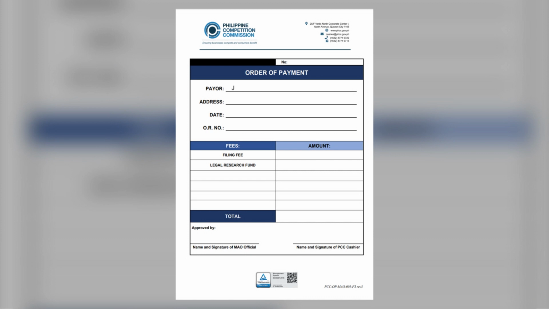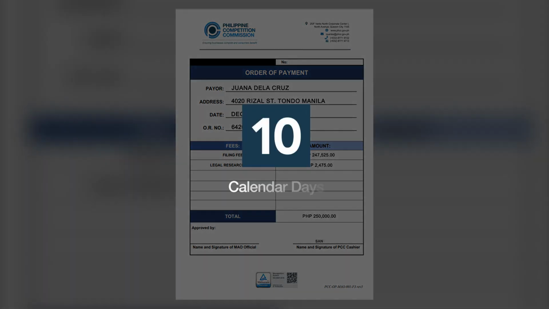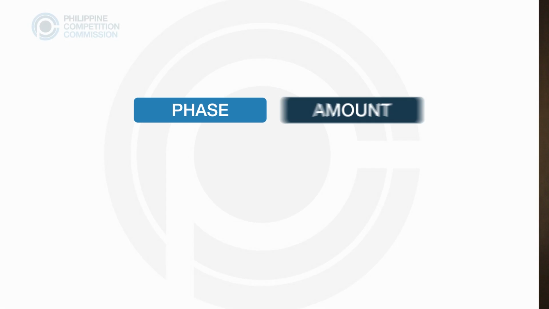If the notification forms and the attachments are deemed sufficient, an order of payment will be issued via email. The filing fees must be paid by the merger parties within 10 calendar days from receipt of an order of payment. Remember that payment of the filing fee is part of the requirements of completing a notification. The Commission shall be deemed to have been notified only after the parties have paid the filing fee. Here's the schedule of fees for a merger notification.